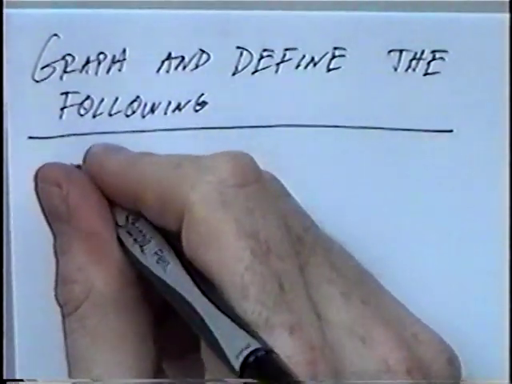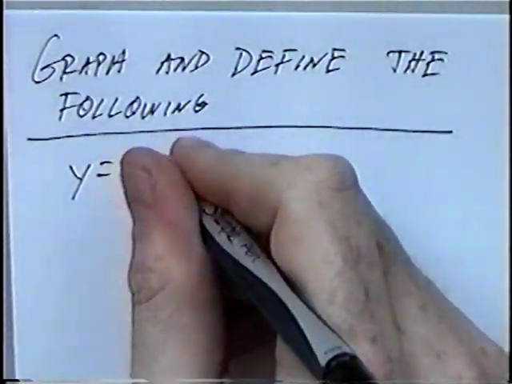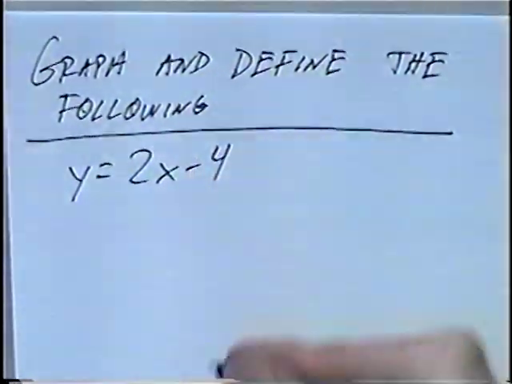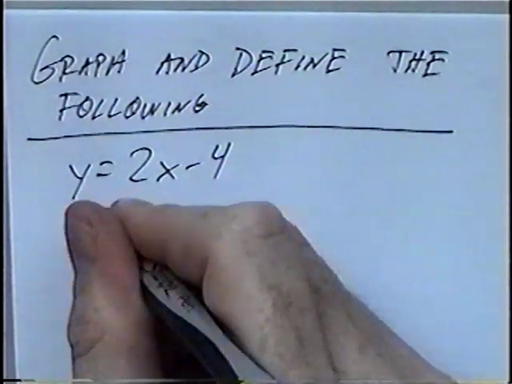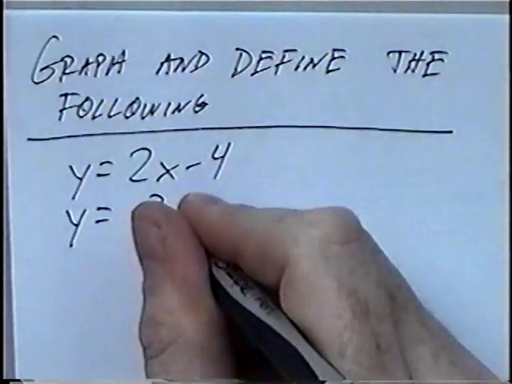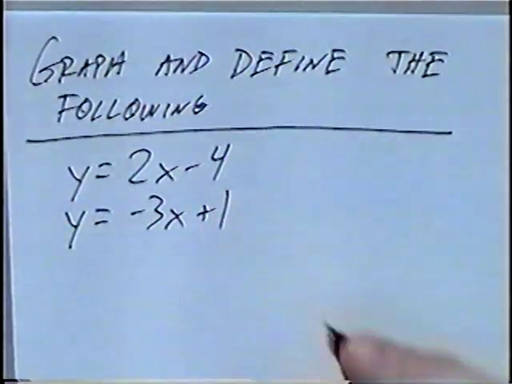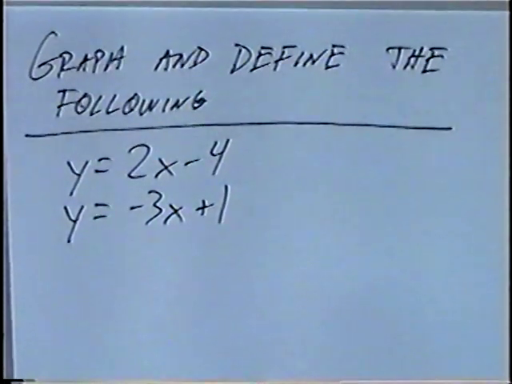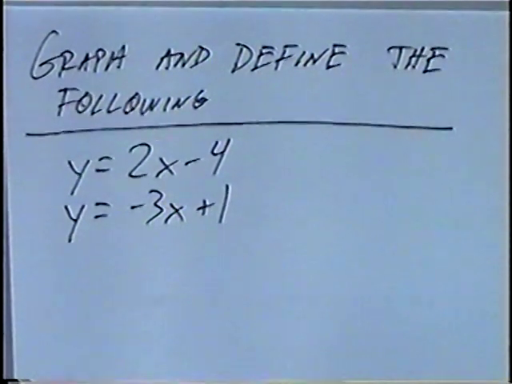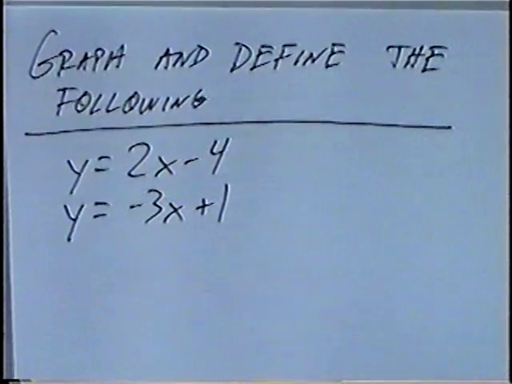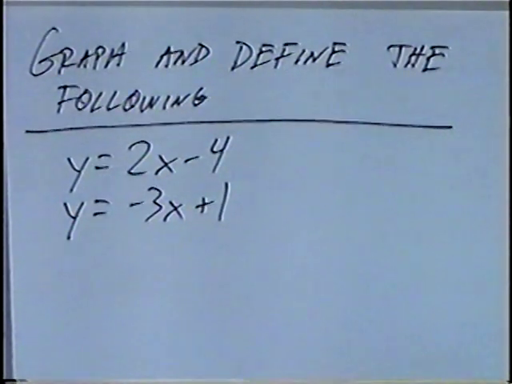First question, first equation is y equals 2x minus 4. And second equation, y equals negative 3x plus 1. And again, we'll graph each of these lines. After we graph, we'll define using the definitions. Both of these lines are in mx plus b form, or slope-intercept form.